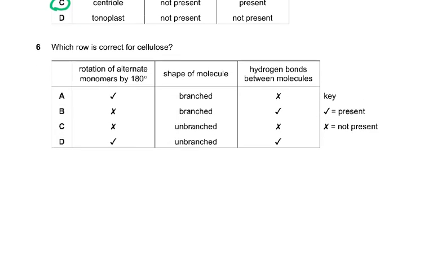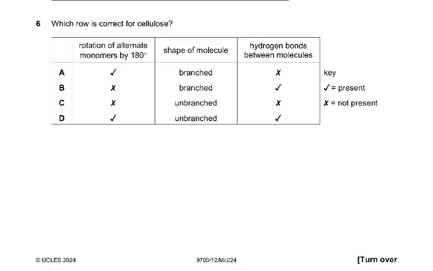Then which row is correct for cellulose? Rotation of the alternate monomer by 180 degrees, shape of the molecule and hydrogen bonds between the molecules. So question number 6, the answer is D. Rotation of it also takes place. Shape of the molecules, unbranched. Cellulose is not branched. Branched would only be in storage molecules like glycogen and amylopectin. Hydrogen bonds, yes, will be present. So the answer is D.